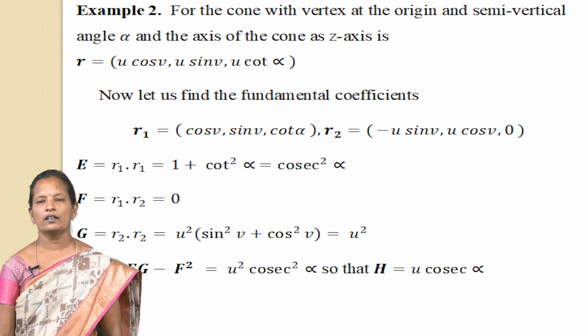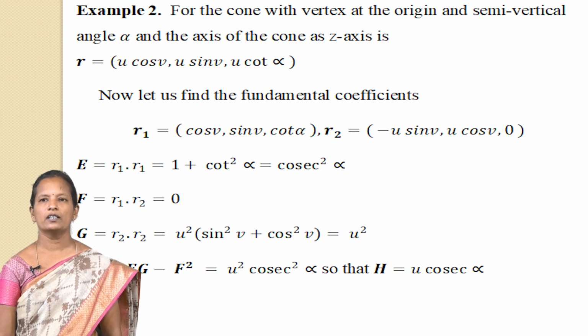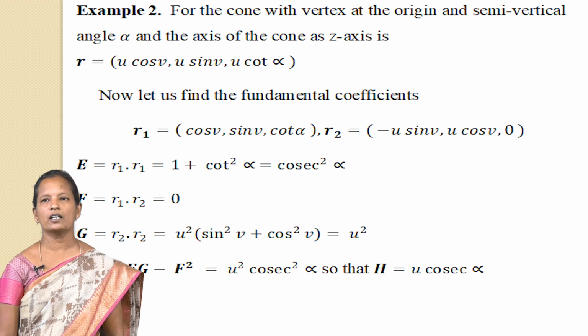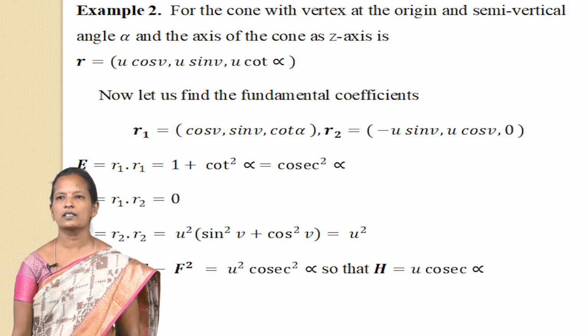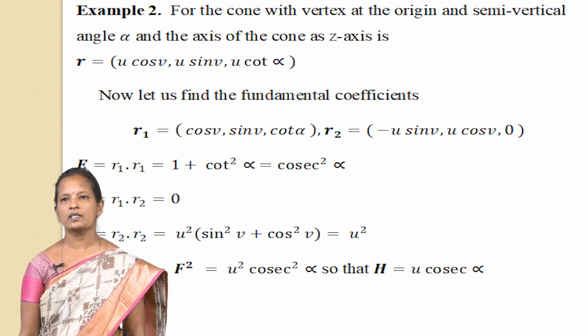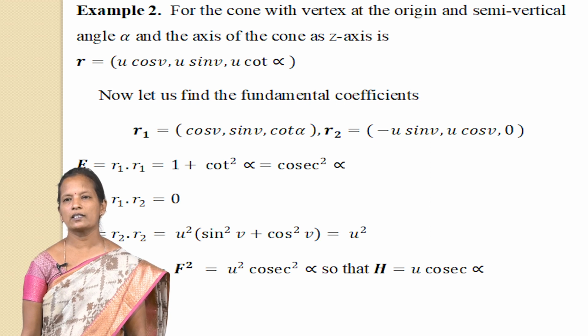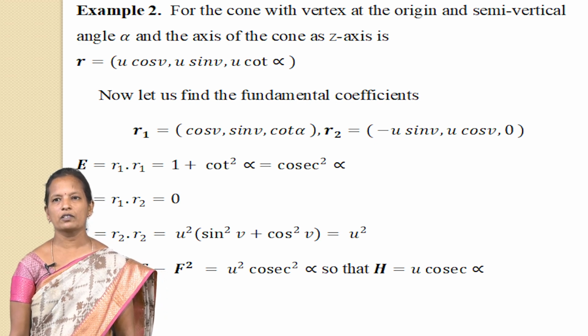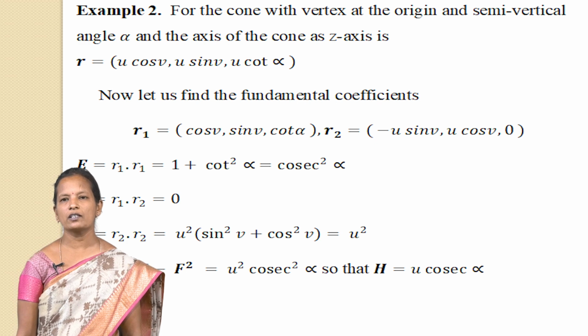What's the value for F? Here, taking the dot product of R1 and R2, we get the value, isn't it? There is no common term in R1 dot R2. Cos V into minus U sin V, minus U sin V cos V, plus U sin V cos V, plus 0. So they cancel each other: minus U sin V cos V plus U sin V cos V cancel each other, and the last term is 0. So we get the F value as 0.